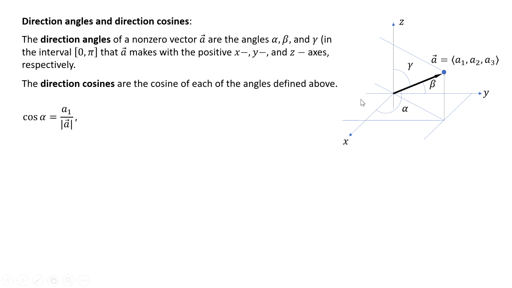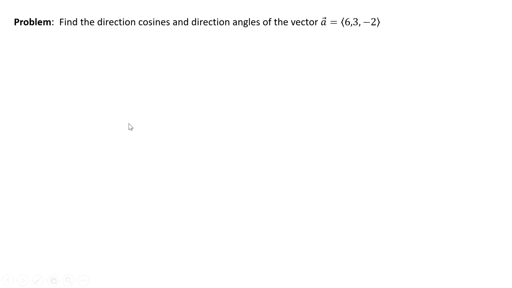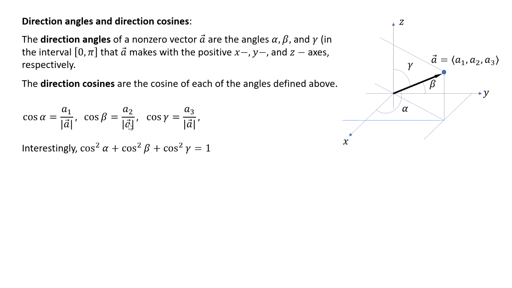So if we do a1 over the magnitude of A, then that would be cosine alpha. I'll show you exactly how we can get that. And cosine beta is a2 over the magnitude of A. Cosine gamma is that.